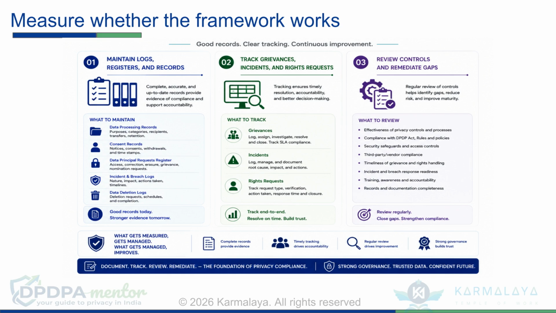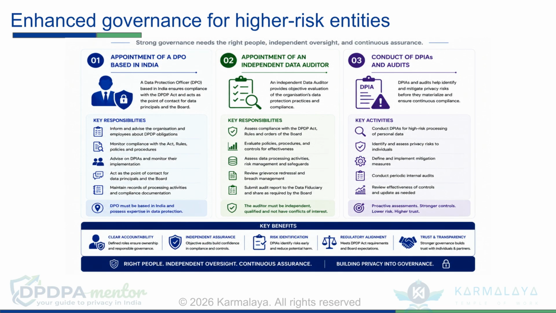It allows the organization to prove that controls exist, detect where they are failing, and show that corrective actions are being taken. For higher-risk entities, called significant data fiduciaries, enhanced governance is required. This includes appointing a data protection officer based in India, conducting independent audits, and performing thorough data protection impact assessments.